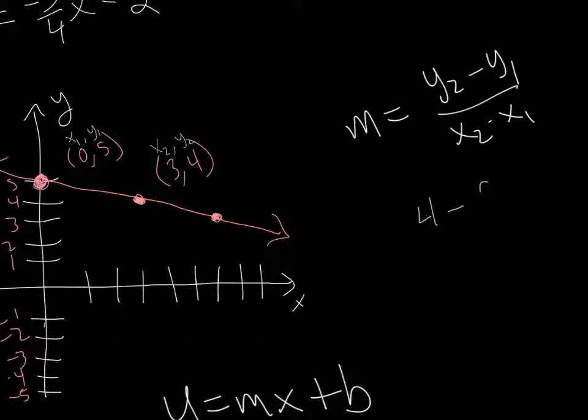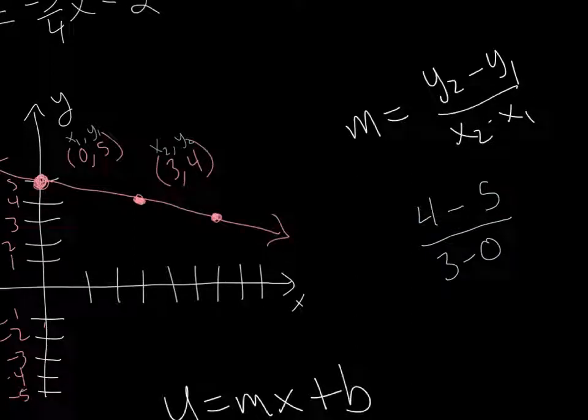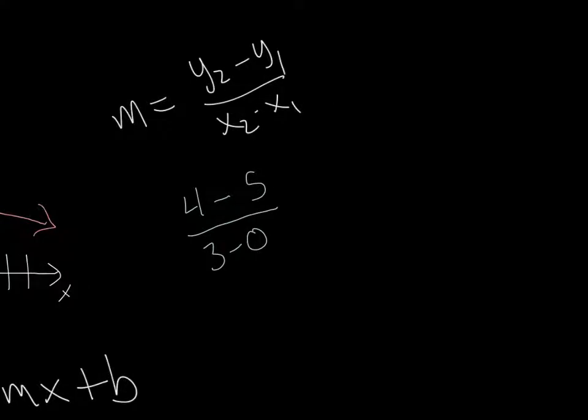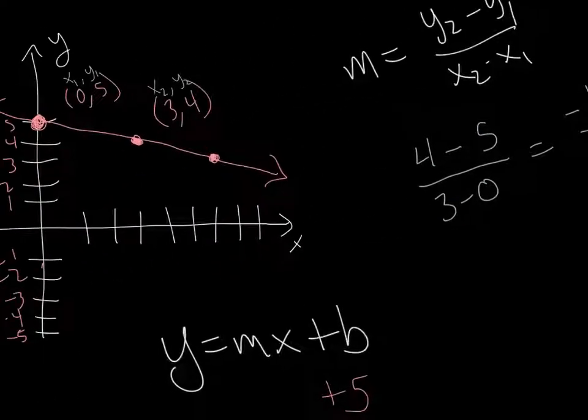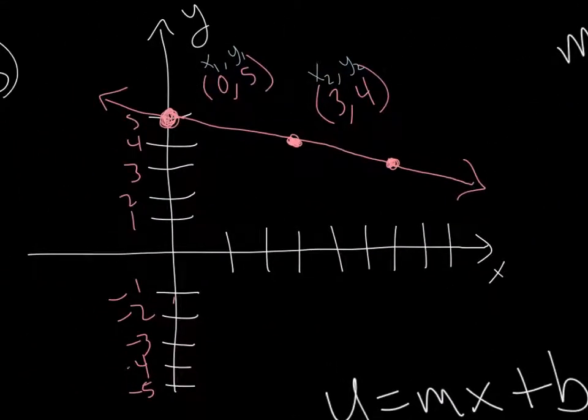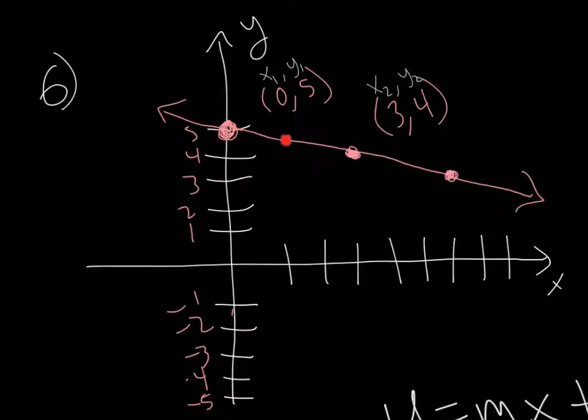So let's do that here. 4 minus 5 divided by x2. x2 is 3, x1 is 0, so it would be 3 minus 0. Simple calculation. 4 minus 5 is actually a negative 1, and then 3 minus 0 is just 3, so your slope would be negative 1/3. And it makes sense, right, that the slope is negative, because check out the direction of this line. It points down. It points down when you go to the right, so it's got to be a negative sloped line. Positive sloped line goes up to the right, and negative goes down to the right.